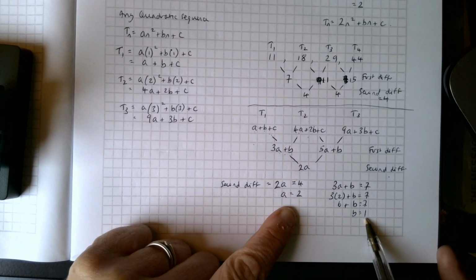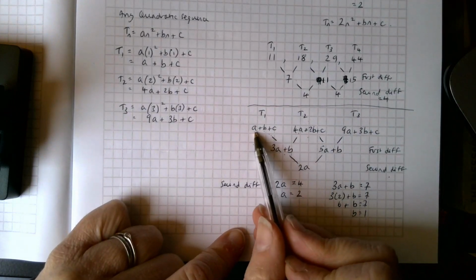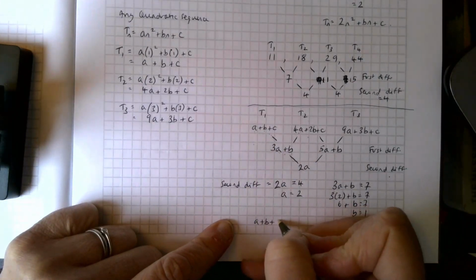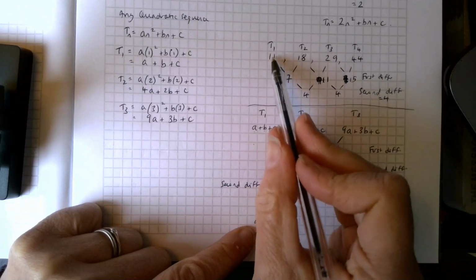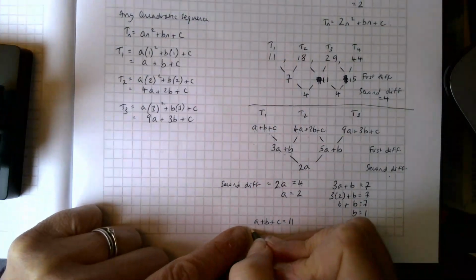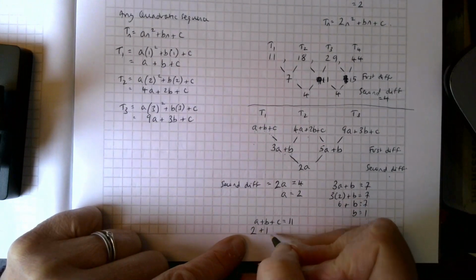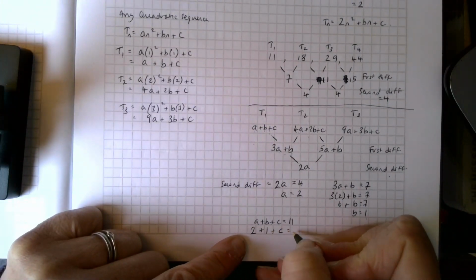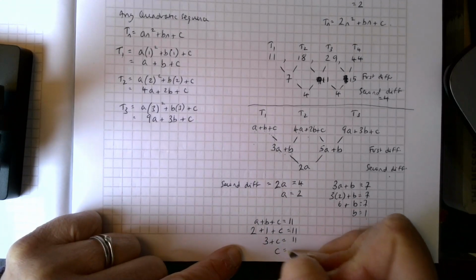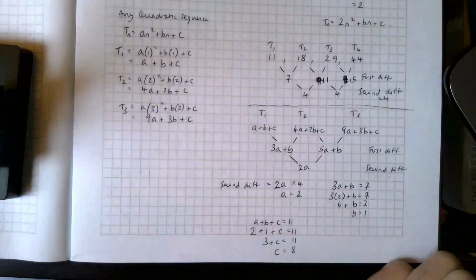Now, we've got to find c. Let's find an equation that has c in it. Here's an equation that has c. T1 is a plus b plus c. And that equals T1, but that also equals 11 in our specific sequence. But I know a is 2, I know b is 1, and I don't know c, and I know that that equals 11. So 3 plus c is equal to 11, so c must equal 8. So what do I have?